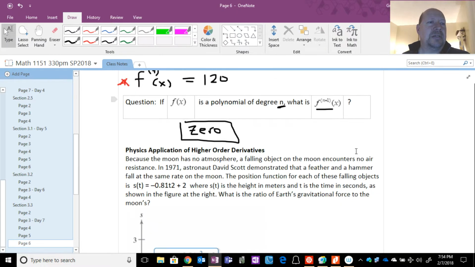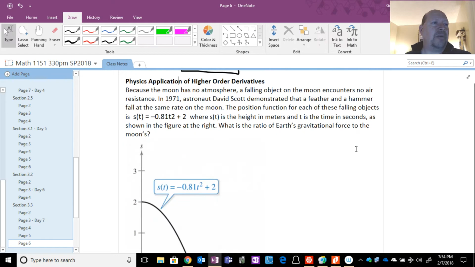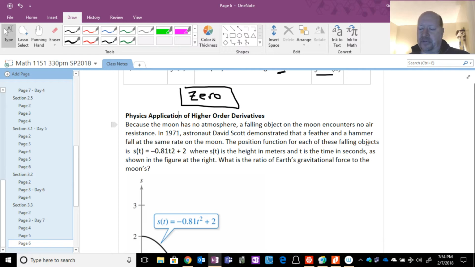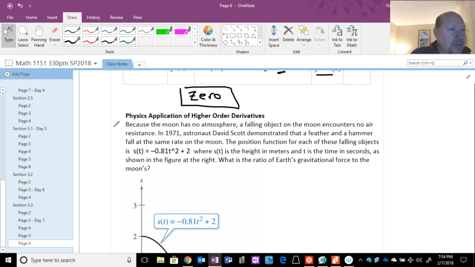Okay? And last example here is an application in physics of using higher order derivatives. All right, so let me just kind of read this to you. Now, actually, there's a little typo here on the handout. You'll want to fix this and make this to the second power. This should be negative 0.81 t squared. So I'm going to put the caret in there to make it be squared.